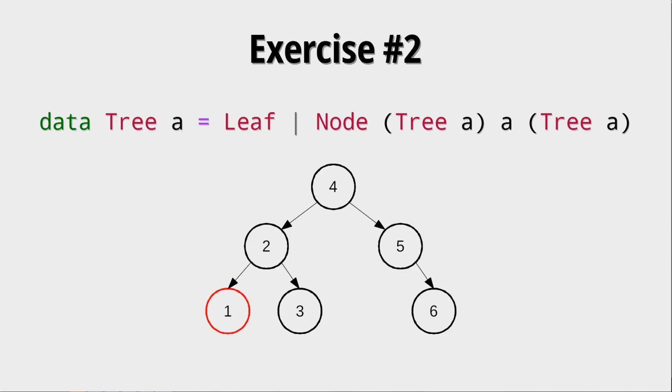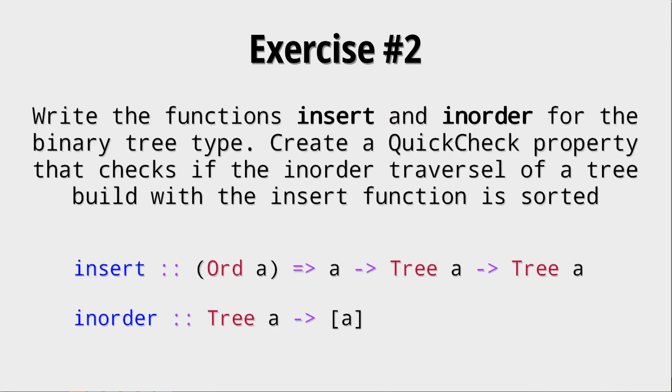And now we are concerned with an in-order traversal, meaning that we start at the most left leaf, and then we go up to the next value in this ordered sequence. So here you can see how this in-order traversal should work. And we are now concerned with two things.